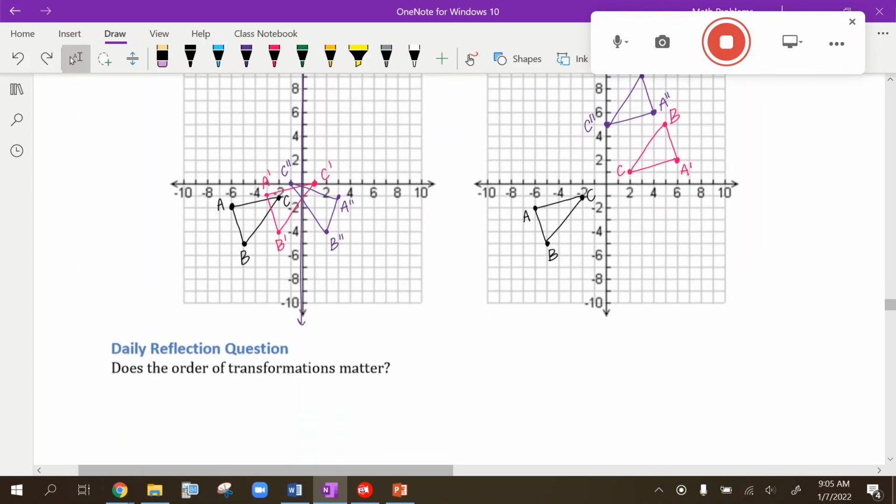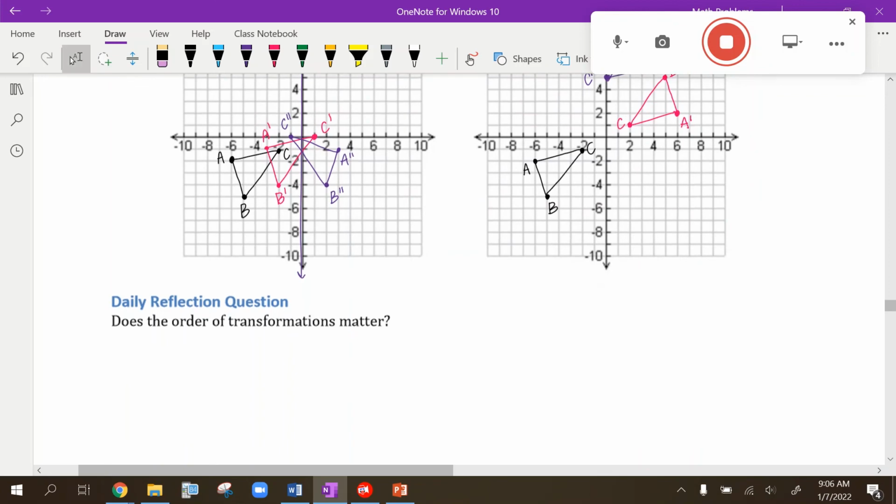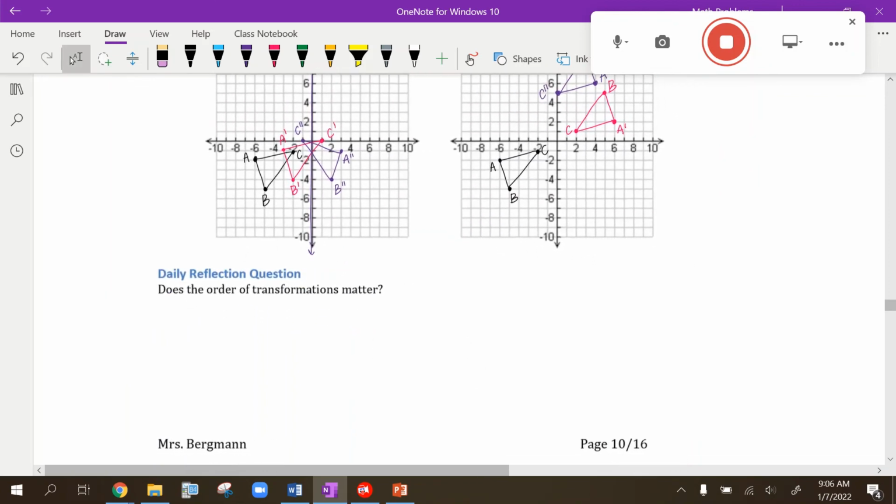And finally, I want you to answer this question. Does the order of transformations matter? Does it matter, for example, if we do the reflection in the y-axis first or the translation first? And why does it matter? Can you tell me when it matters? Can you tell me why it matters? Anything about this question, does the order of transformations matter?